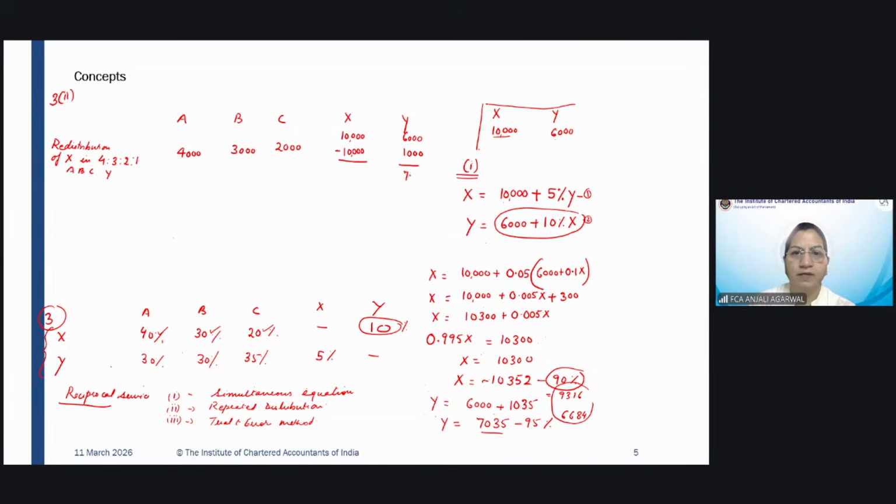Now the total of Y becomes 7,000. Redistributing Y amongst A, B, C, X in the ratio of 30, 30, 35, and 5. Or you can say 6, 6, 7, and 1.